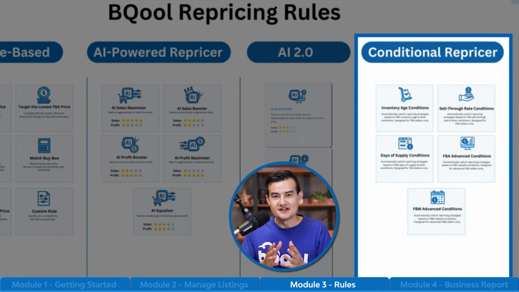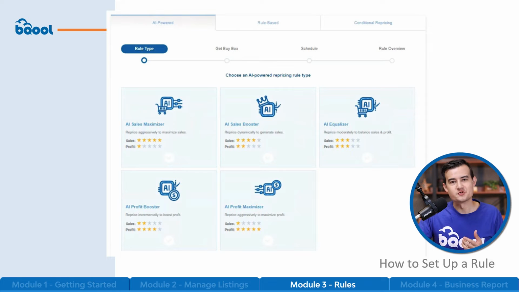Third, we have the conditional repricing. You're able to reprice by your inventory, by the sales, by the buy box win percentages, available quantity, and all other things. You're able to use both rule-based plus AI. You're also able to automate your min price settings. Now, let me go into the software to show you how to set all these different rules up.